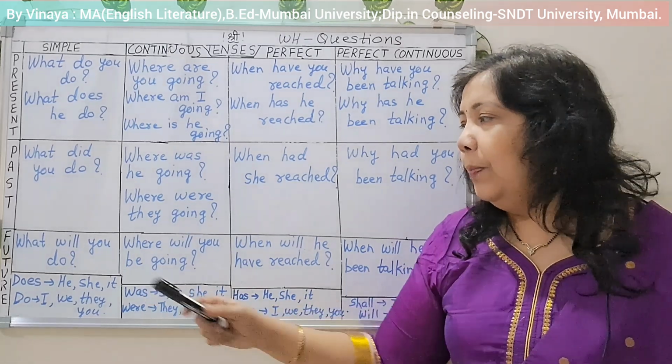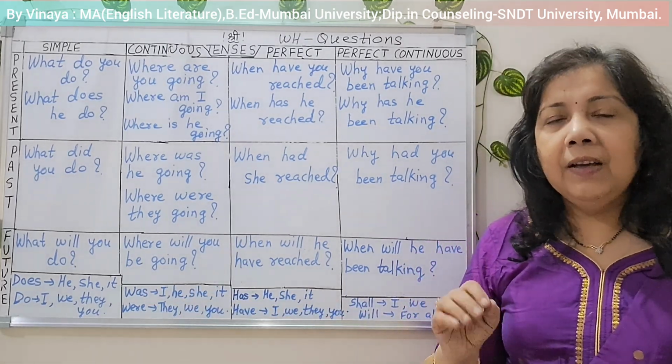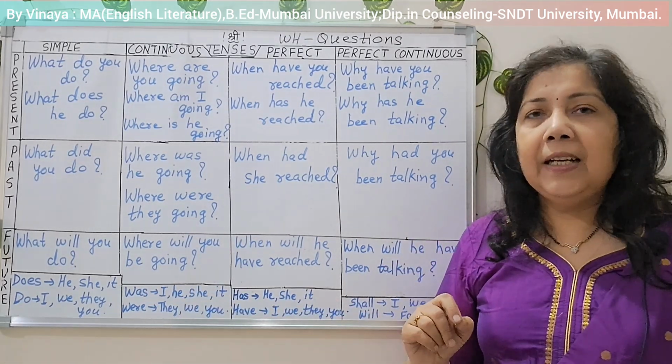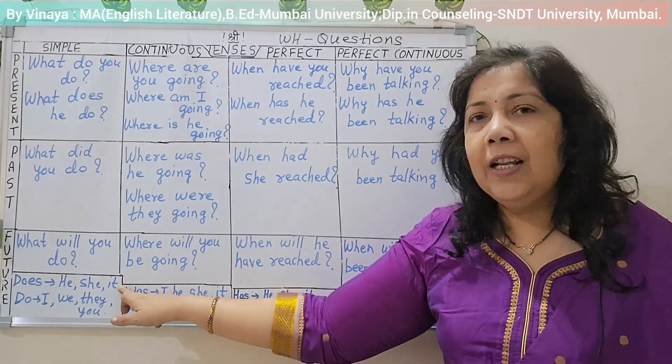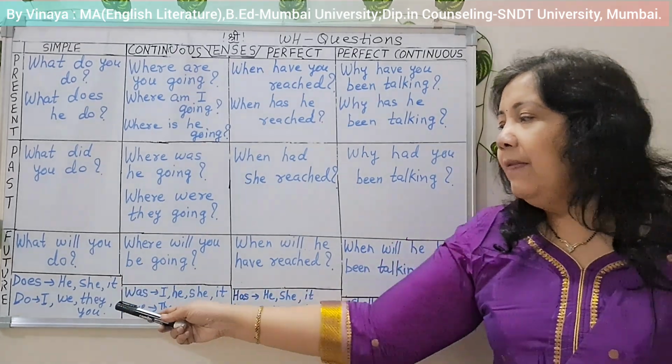First is does and do. Does and do are the verbs. When do we use them? In simple present tense. Does is used for he, she and it. Do is used for I, we, they and you.